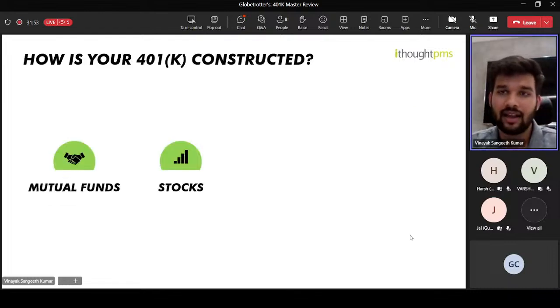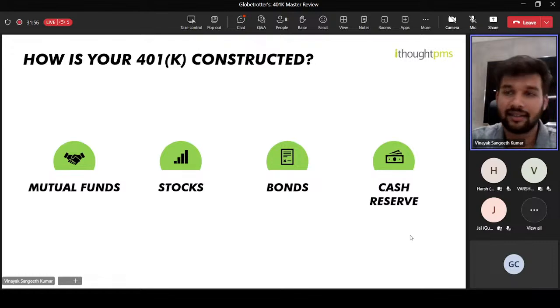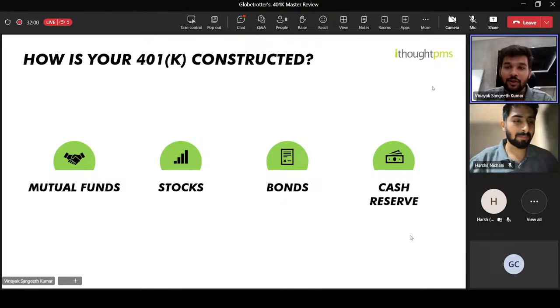So, okay, how is your 401k constructed? I would like to pass on the baton to Harshil, and Harshil will guide you on how the 401k is constructed and what strategy is to be used to make the most out of it.